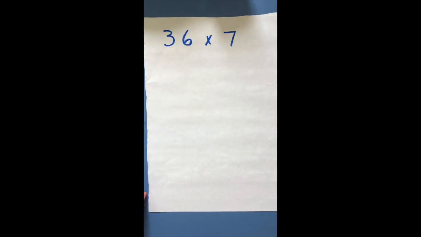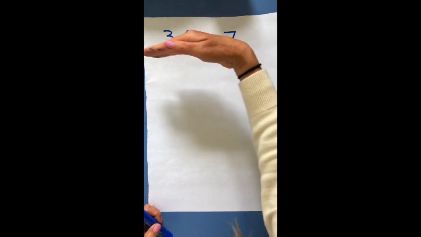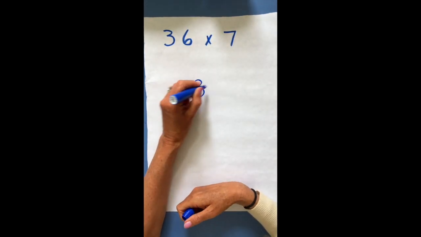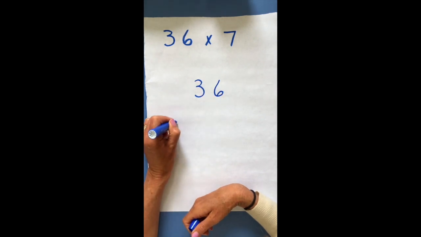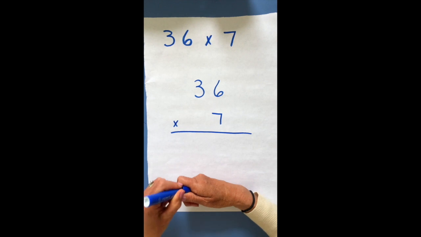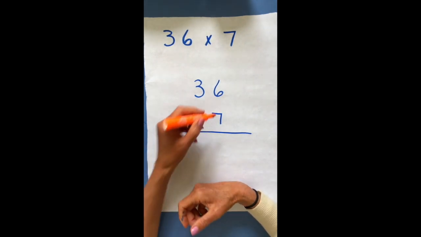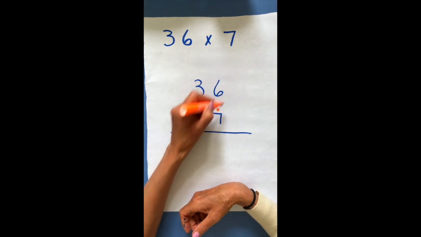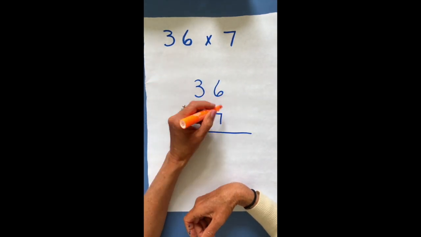All right, now I'm going to do the next problem. Remember, I don't like it horizontal. I want to make it vertical. So I write the problem vertically. 36 times 7. And then I make my dot. And I always go to the ones house first, and then I go to the tens.